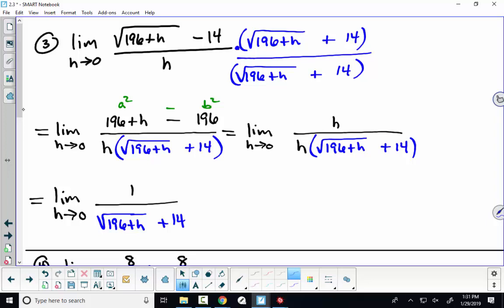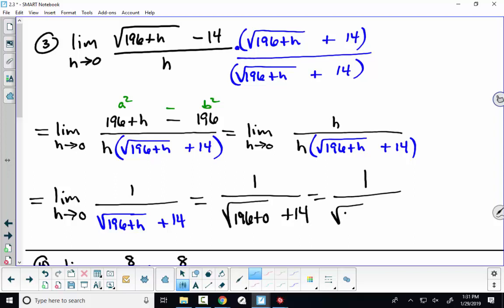Substitute 0 for h. Right. So once we've simplified, now we can compute this limit because we're no longer dividing by 0. So what is that limit equal to? 1 over 28. 1 over 28, right? Because as h approaches 0, this is 1 over square root of 196 plus 0 plus 14. So we have 1 over 14 plus 14.